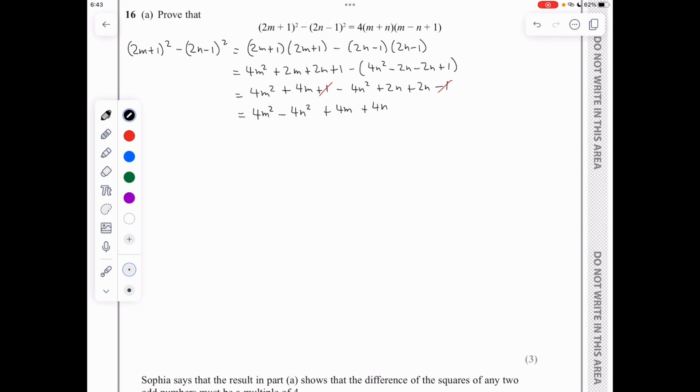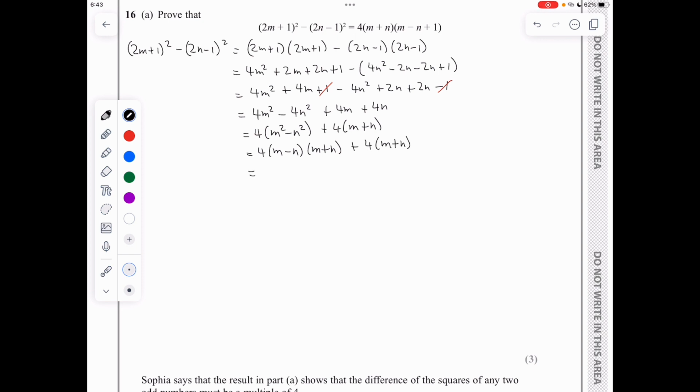Now we'll consider these in pairs. So the first pair is the 4m squared minus 4n squared, which has a common factor of 4, brackets m squared minus n squared. And the second pair is the 4m plus 4n, which also has a common factor of 4. So 4 brackets m plus n. Now the m squared minus n squared is a difference of two squares. So factorizing to m minus n, m plus n, plus 4 brackets m plus n.